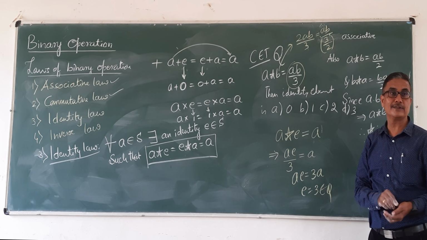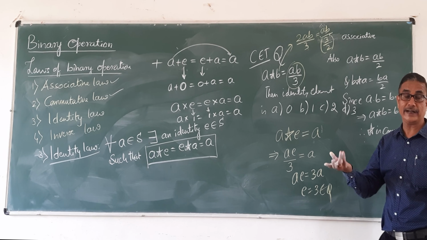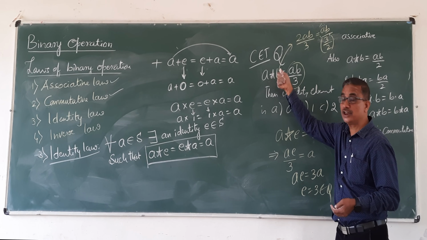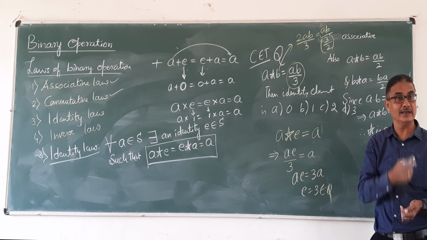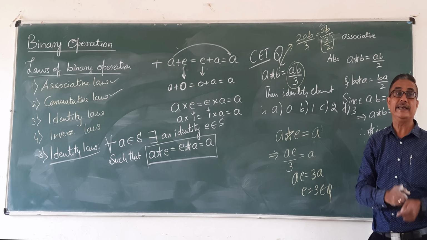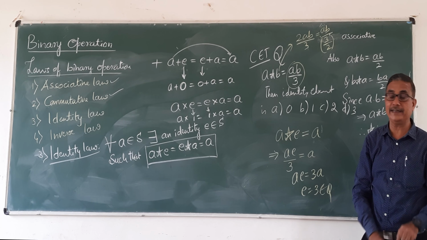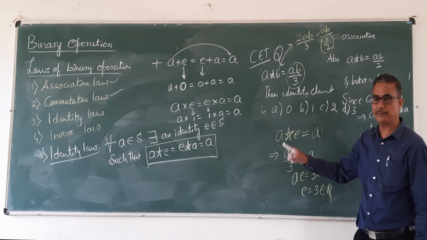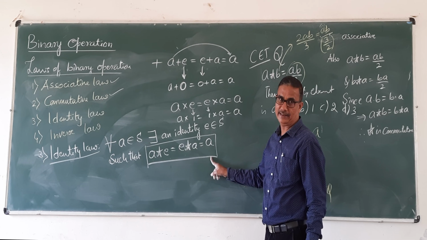If A star B is equal to AB upon 3, find the identity element. Don't write 0, don't write 1. ಯಾವಾಗ 0 ಬರಬೇಕು? Operation addition ಕೊಟ್ಟಾಗ identity element is 0. Operation is multiplication, identity element is always 1. If star is given, star mention ಮಾಡಿದಾಗ you have to calculate identity by definition of identity element. So definition of identity, remember, A star E is same as E star A is equal to A itself.